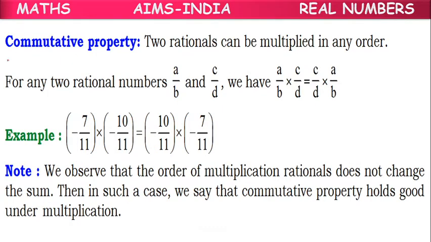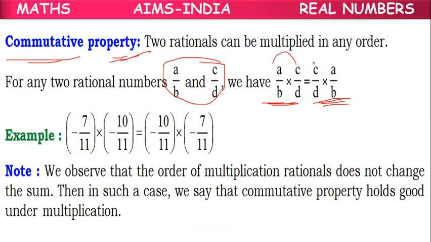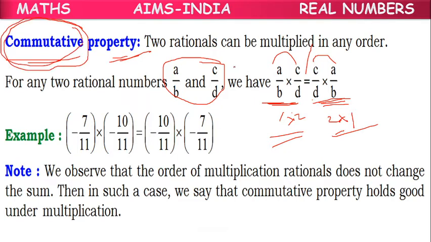Next, children, commutative property means if we have two rational numbers, the product of 1 and 2 is equal to the product of 2 and 1. We can do the product in any order, 1 into 2 or 2 into 1. The result is the same. If the result is the same, then we can tell that they follow commutative property under multiplication.